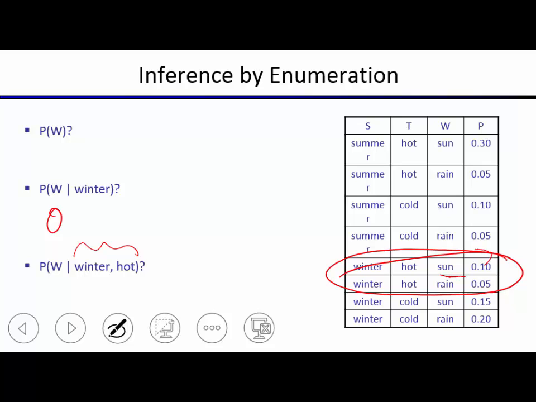Next step, normalize. Well, what's Z here? Z is 0.1 plus 0.05, so it's 0.15. And so ultimately what we end up with is a table with entries 0.1 over 0.15 and 0.05 over 0.15. And that will be, the first one is the probability for sun, the second one for rain. Any questions about inference by enumeration?